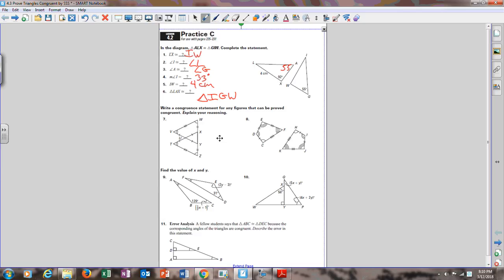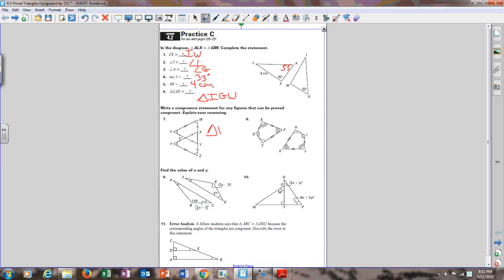Number 7, write a congruent statement for any figures that can be proved congruent. Alright, so here we have WX congruent to YZ and XY is congruent to itself. So you know that this whole side WY would have to be congruent to XZ. Then TZ is congruent to VW, and TU is the same as VU, and XU is the same as YU.